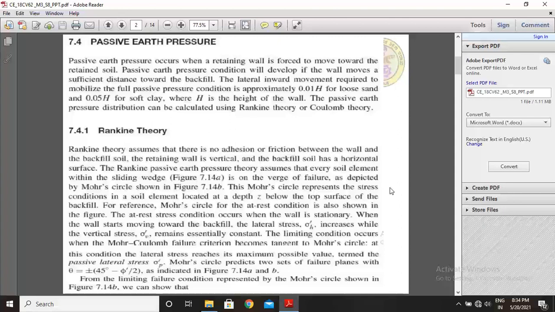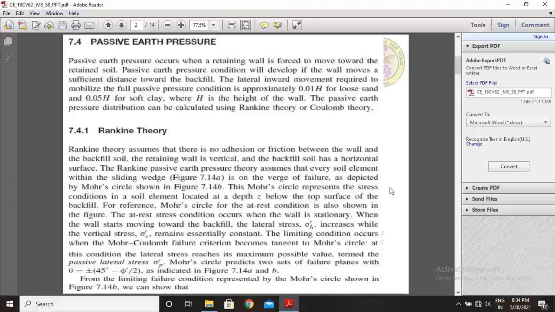Passive earth pressure occurs when a retaining wall is forced to move towards the retained soil, that is, the backfill. In simple words, when the retaining wall moves towards the backfill, it is defined as passive earth pressure. The passive earth pressure condition will develop if the wall moves a sufficient distance towards the backfill.